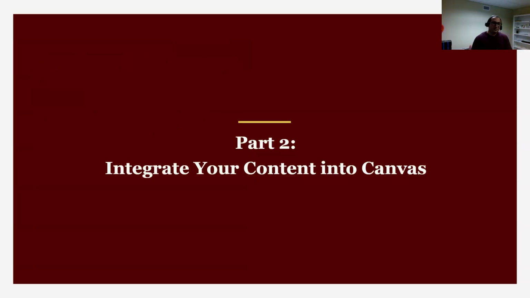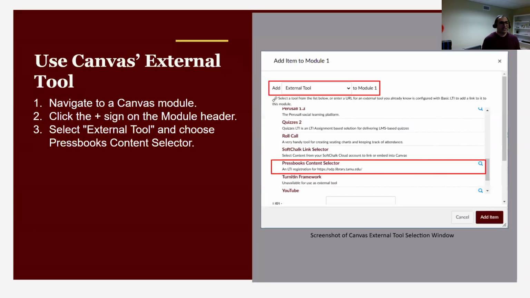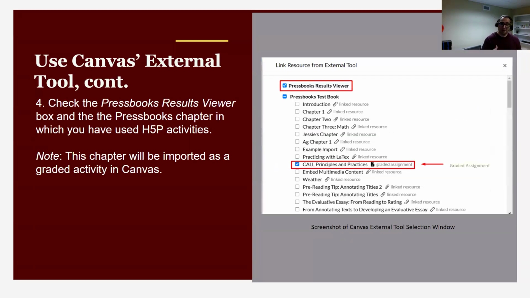In the second part, once the H5P activity is created, you need to integrate it into your Canvas course. And that's again very straightforward. All you need to do is go to Canvas, navigate to your Canvas module, and click the plus sign on the module header, then select external tool and choose Pressbooks content selector from the menu. This will allow you to import that specific chapter that you have created an H5P activity in directly into Canvas.